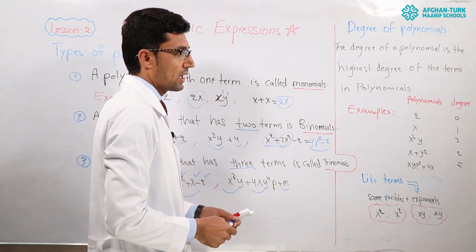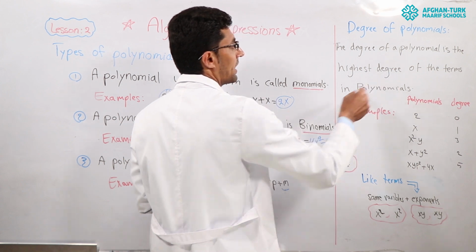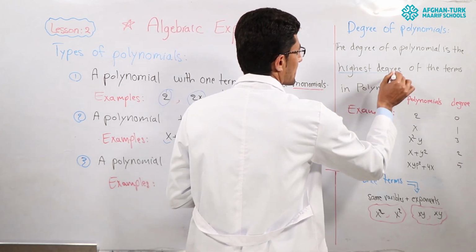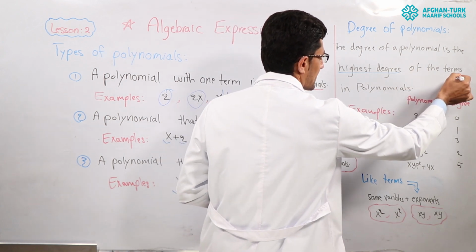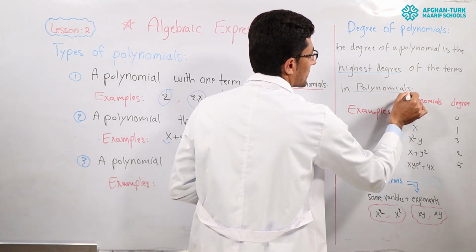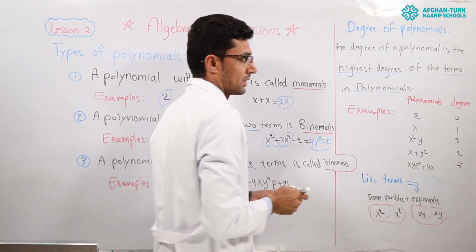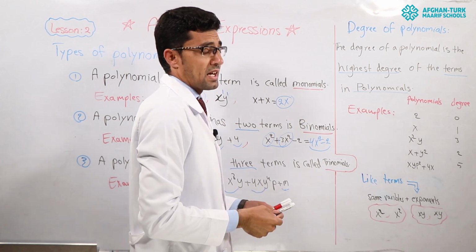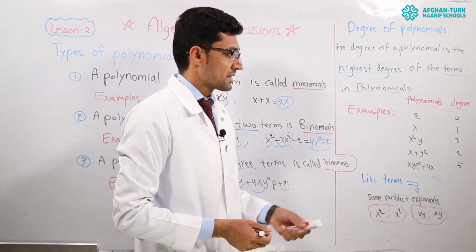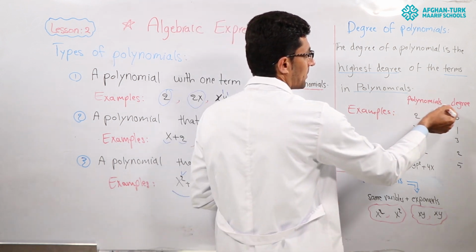The degree of a polynomial is the highest degree of the terms in the polynomial. In order to understand it, I prepared many examples for you, and let's check. At first, the polynomial's degree.